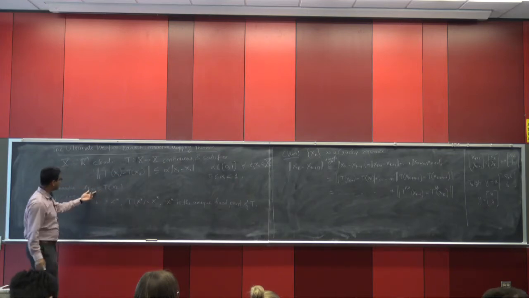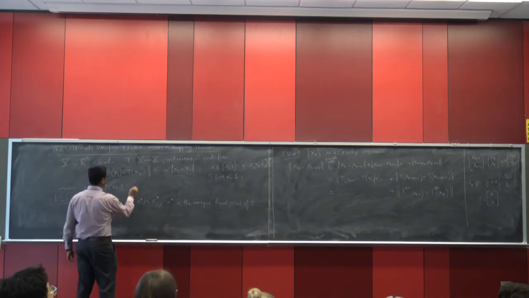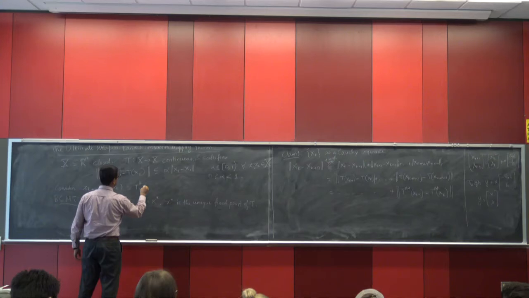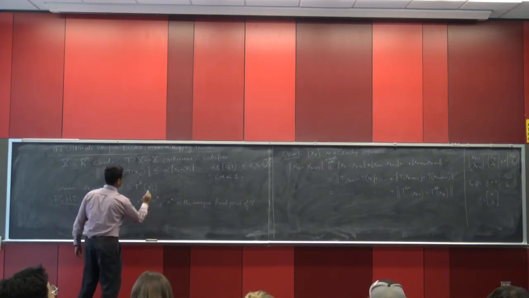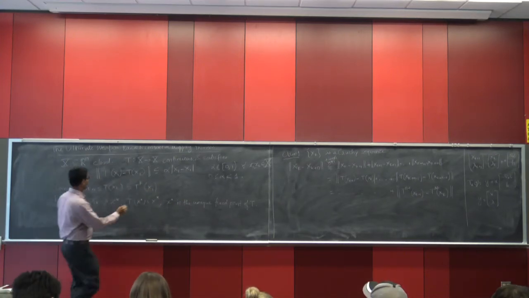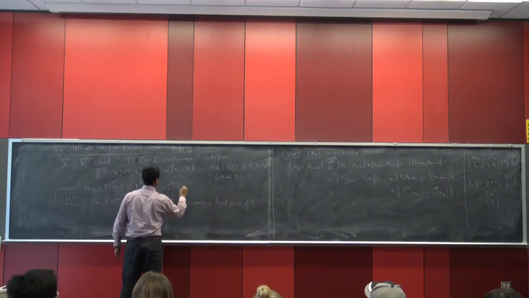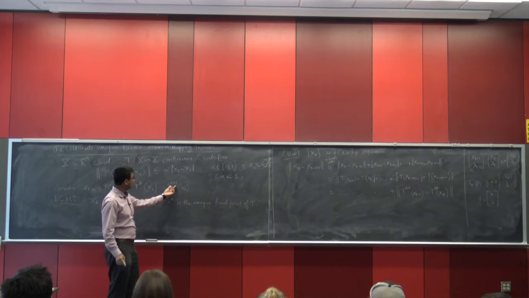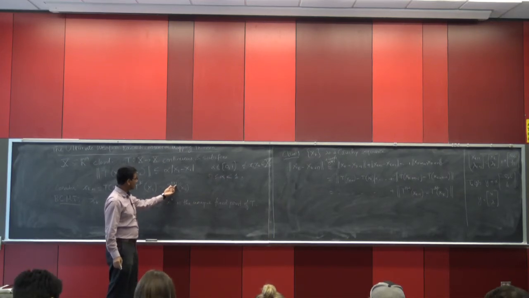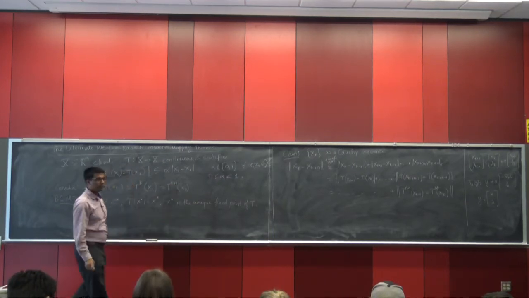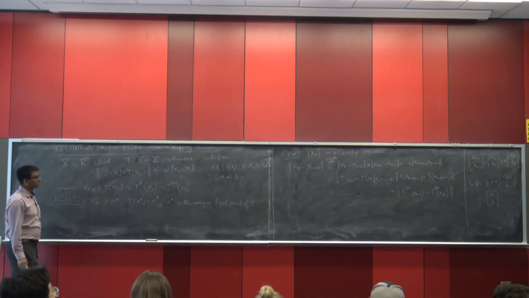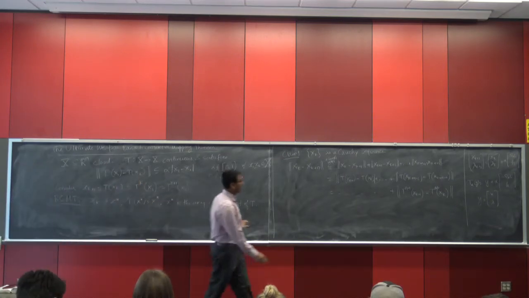Remember, when I define x_{k+1} equals T of x_k, it's the same as saying it's equal to T raised to k x_1, or T raised to k plus 1 x_0. So T applied k plus 1 times on x_0. That's the idea I am using here.